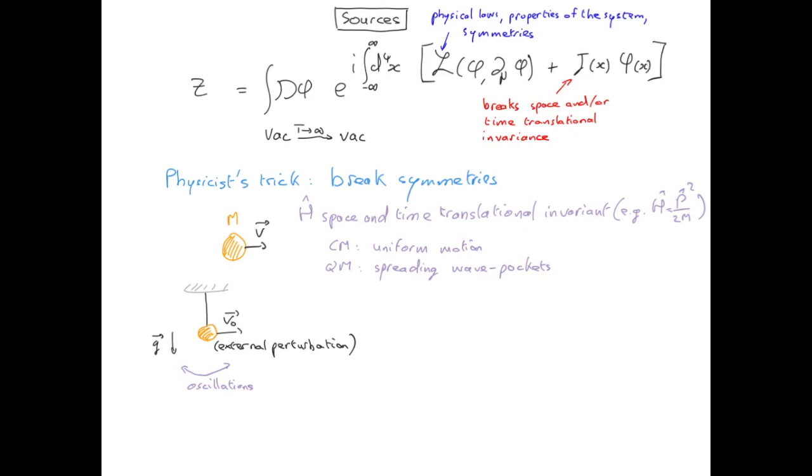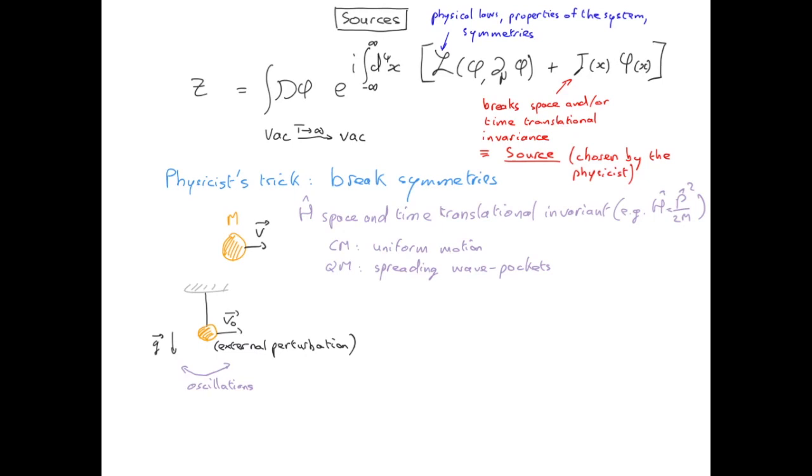This function of space and time j is called a source. Sources are here to perturb the system and to probe its response. Therefore, the sources are the choice of the physicist. For instance, we may have a theory which will describe the electrons and their interaction via the exchange of photons, that's quantum electrodynamics, and that will be defined by the Lagrangian.